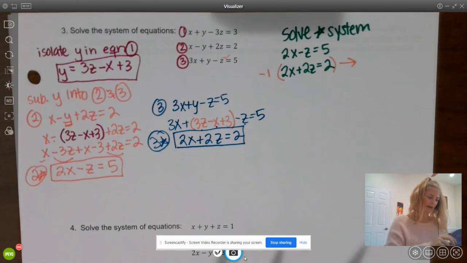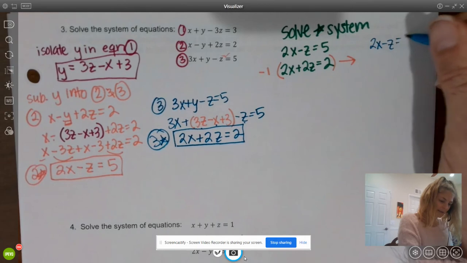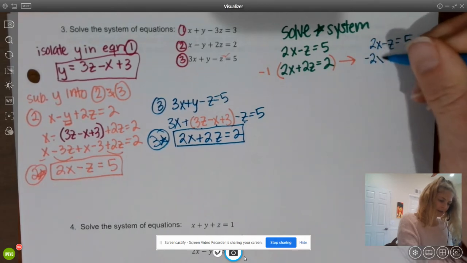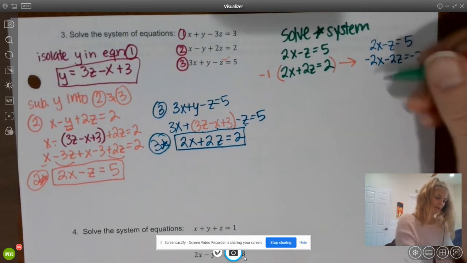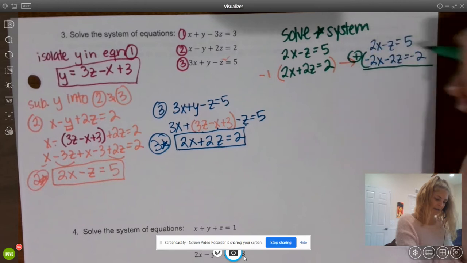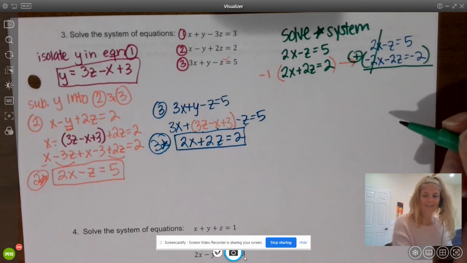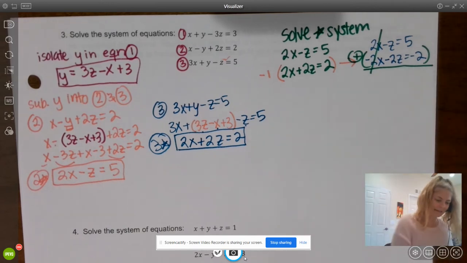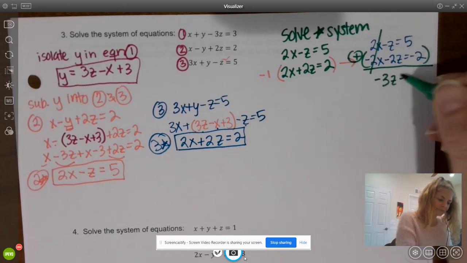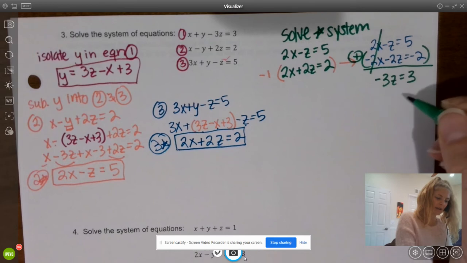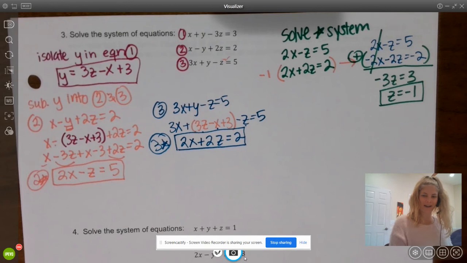So when I do that, what do we have? We're still going to have 2x minus z equals 5, and then we're going to have negative 2x minus 2z is equal to -2. From here, remember I'm adding, so I need parentheses around the entire second equation and an addition sign. Bam! That's gone. They're additive inverses by x. Negative z plus -2z is -3z. And 5 plus -2 gets me 3. Divide both sides by -3, and z is equal to -1. Hey, 1/3 of the way to our answer.